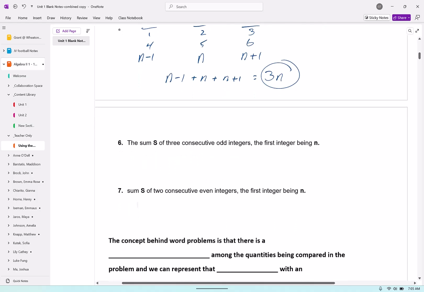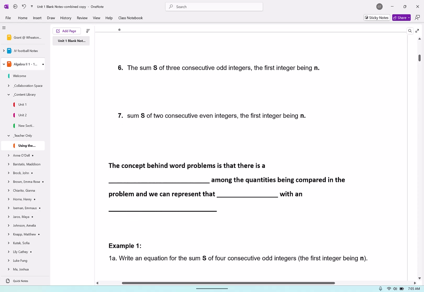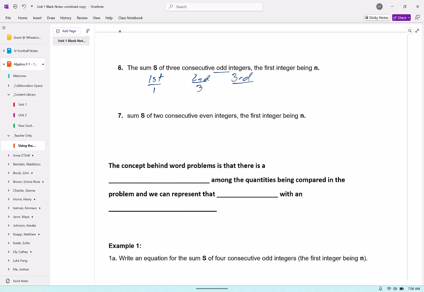All right, how are we doing? Hopefully we're starting to see a little bit of a pattern and approach. All right, let's try 6. The sum s of 3 consecutive odd integers, the first integer being n. So it's odd integers now, so that changes things a little bit. Sum we see is addition. So let's do the same thing we did before: we got first, second, and third integers, 3 consecutive ones, first being n. If we started with just number 1, the second would be the next odd, which is 3, and then after that would be 5. If I did 7, then it would be 9, and then 11.